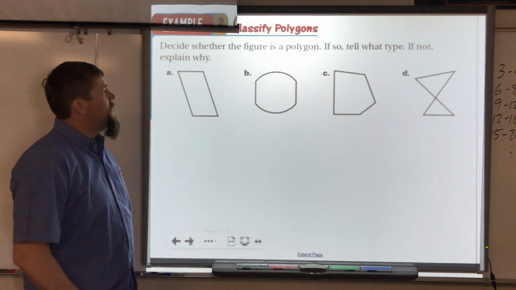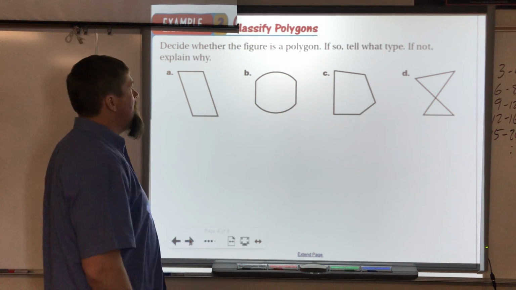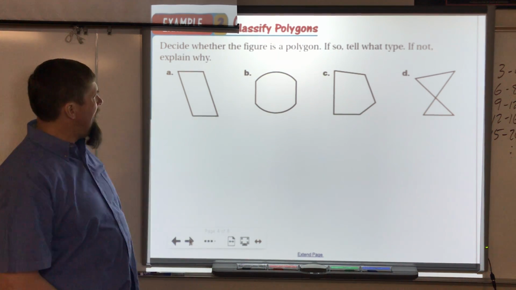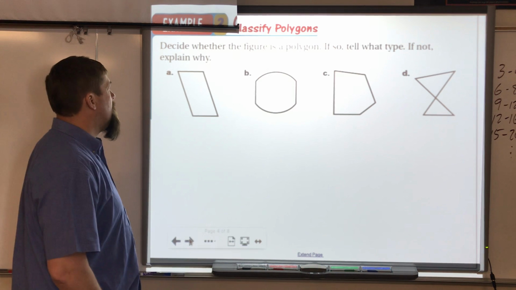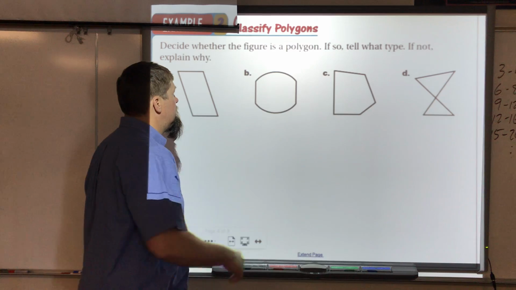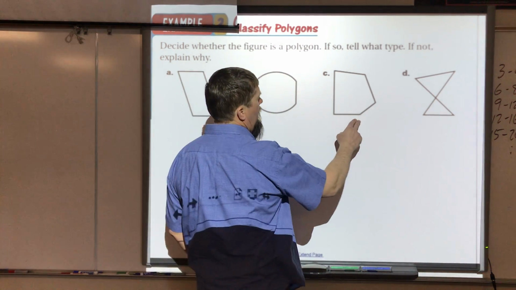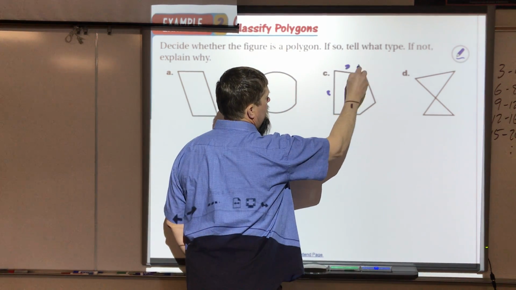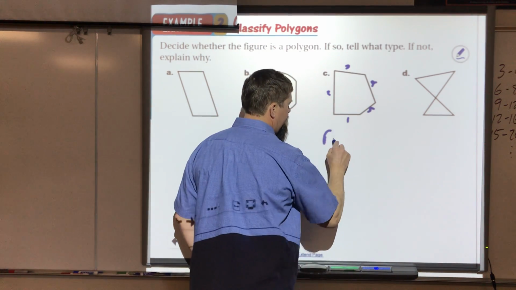Decide whether these figures are a polygon. Okay, if so, tell what type, and if not, explain why. All right, A is a polygon. It's a 4-sided polygon, so it is a quadrilateral. B is not a polygon because it has the curved sides again. C is a polygon, and if we count, we have 1, 2, 3, 4, 5, so that is a pentagon.